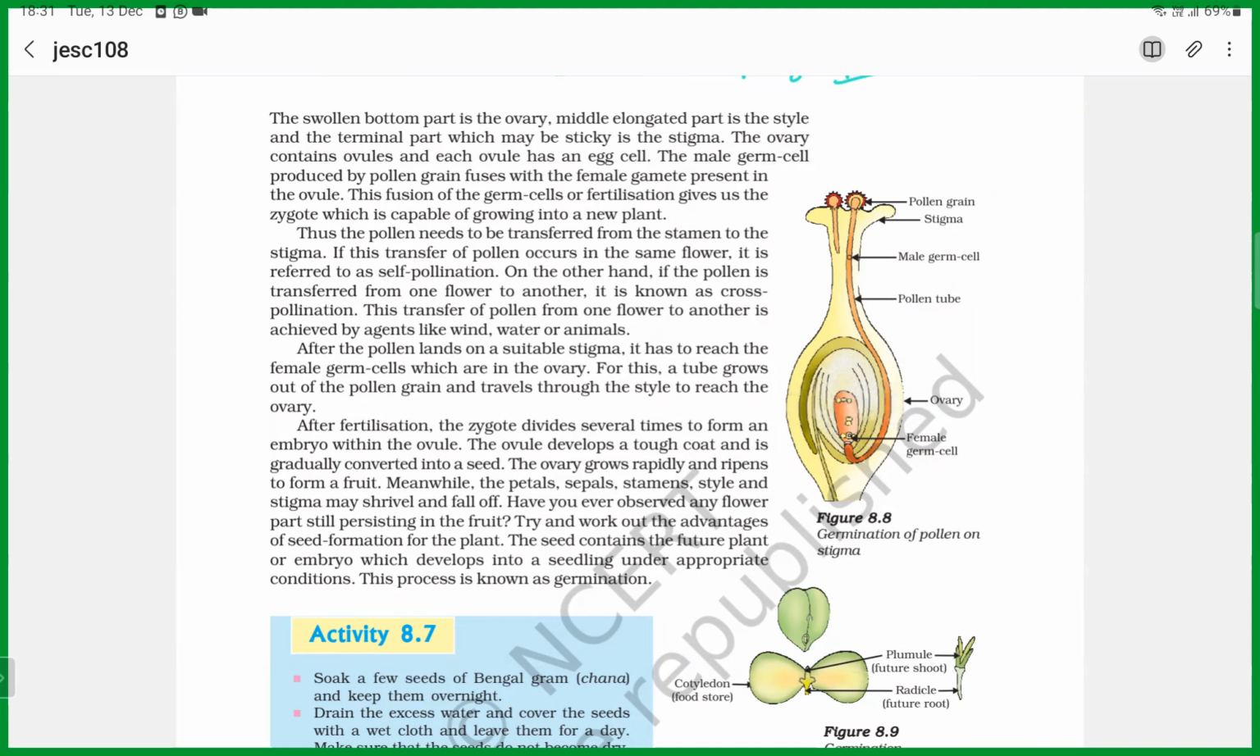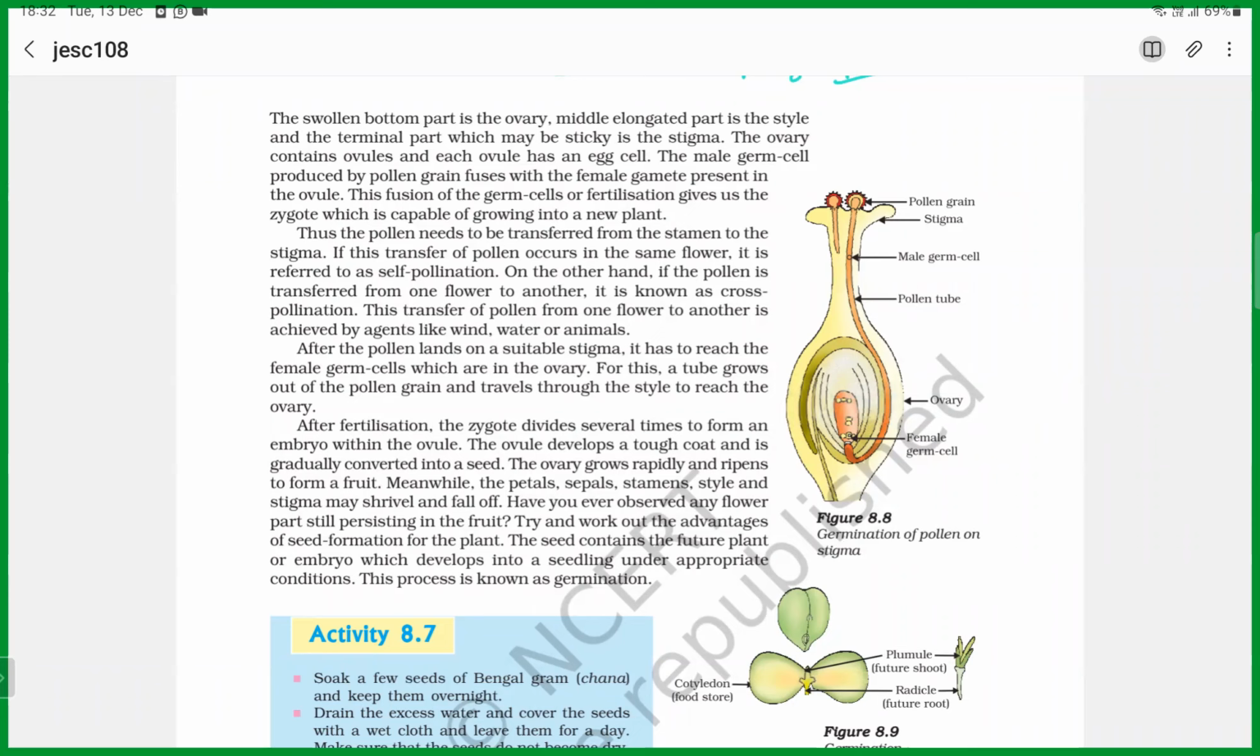Pollinating agents. Do you remember chasmogamous flower and cleistogamous flower? What is a chasmogamous flower? The open flower, where the stigma and stamen are exposed to the environment, and cleistogamous flowers are closed. What is the significance of a plant having open or closed flowers? Closed flower is always self-pollination, and open flower is sometimes cross-pollination also.